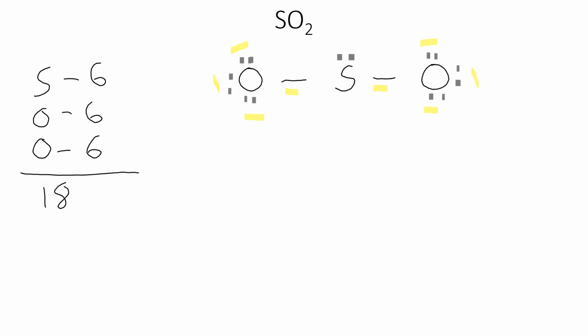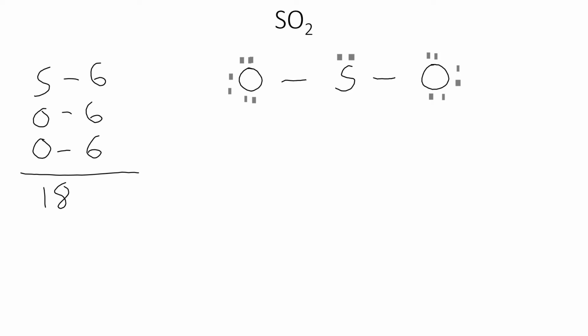So now when we count, we already had 16 accounted for. 2 more would make 18. So that's good. We now have the correct total number of valence electrons. Now we would have to look at our octet rule. So kind of erase our previous marks.